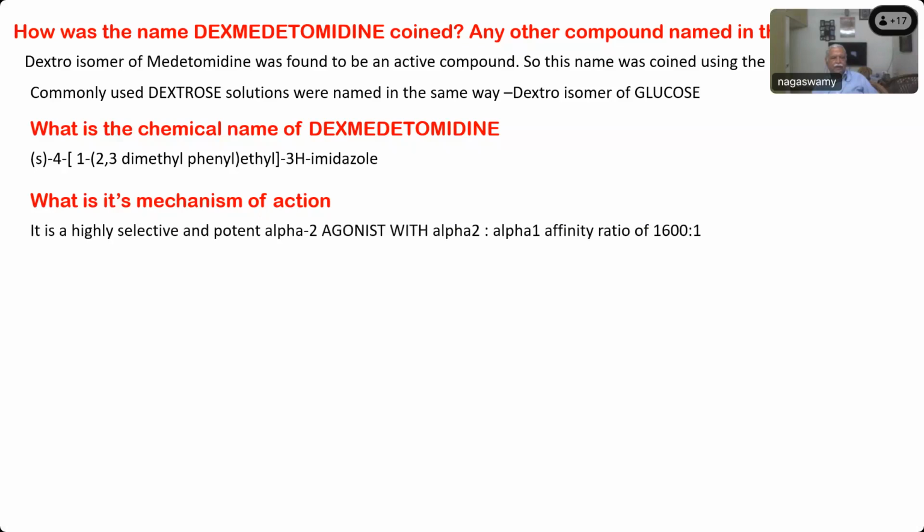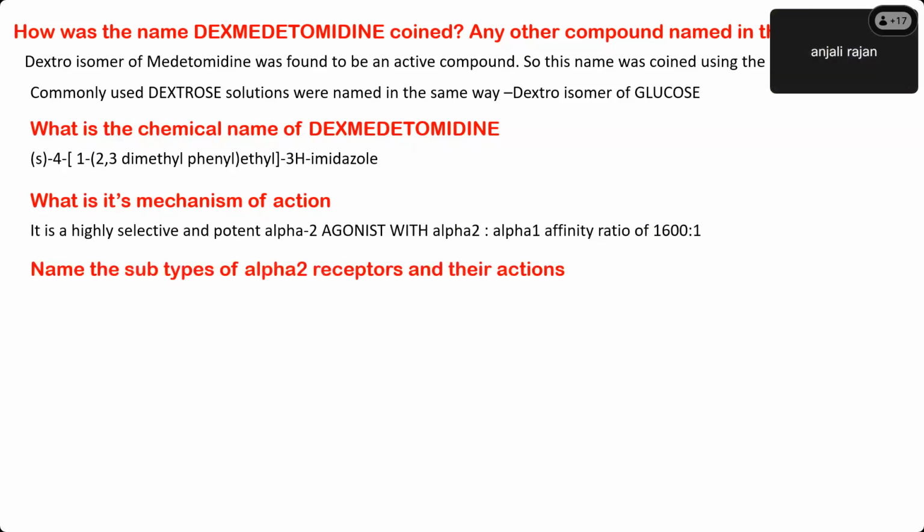It's highly selective, inhibits the opening of the voltage gated calcium channels. The main thing, of course, it's a highly selective, potent alpha 2 agonist with alpha 2 to alpha 1 affinity ratio of 1600 to 1.